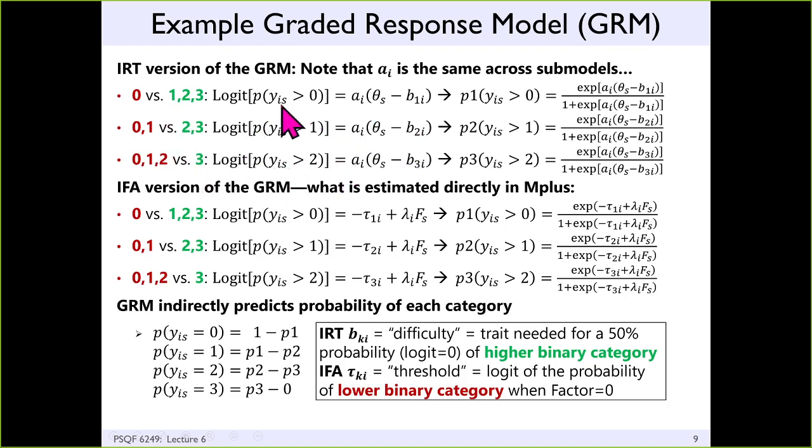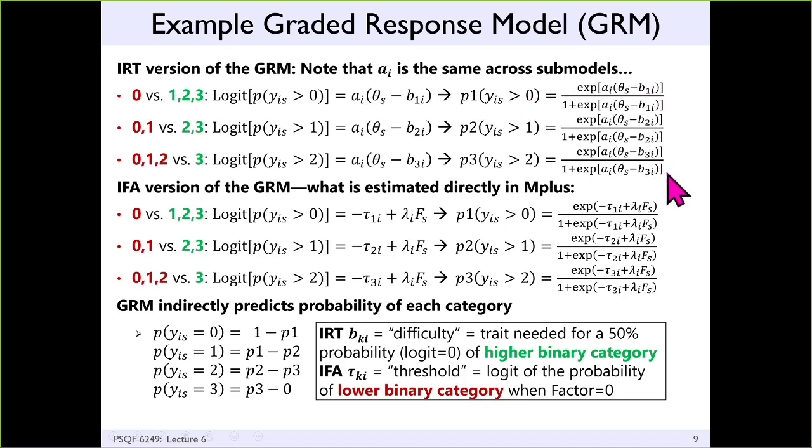So if you're directly predicting logits or probits, it looks like this simplification of A times theta minus B. If you're predicting probability, then we have e to the logit over 1 plus e to the logit. So this is the link version on the left. The inverse link version is given on the right. Logit scale on the left, probability scale on the right.